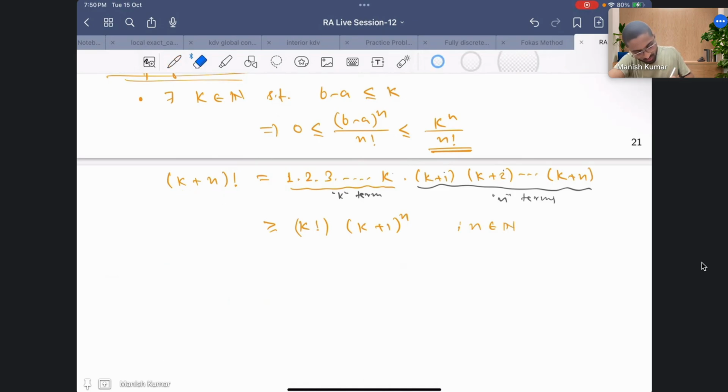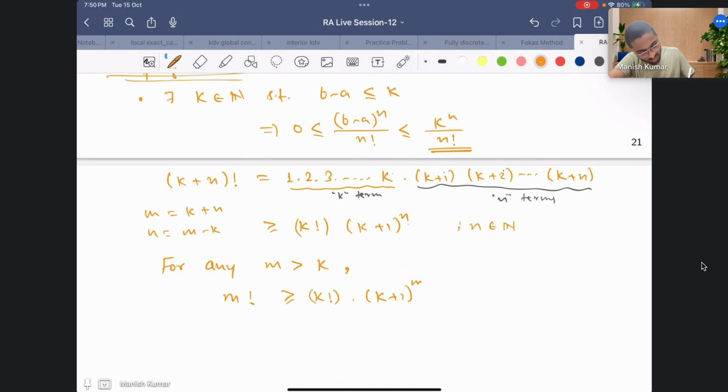So what I can say is that for any m strictly greater than k, m factorial is greater than or equal to k factorial times k plus 1 raised to the power n. Suppose this is my m, so m equals k plus n, then I will replace n by m minus k, right? So this would be m minus k, and this is true for any m greater than k, correct? So this is what we have got.